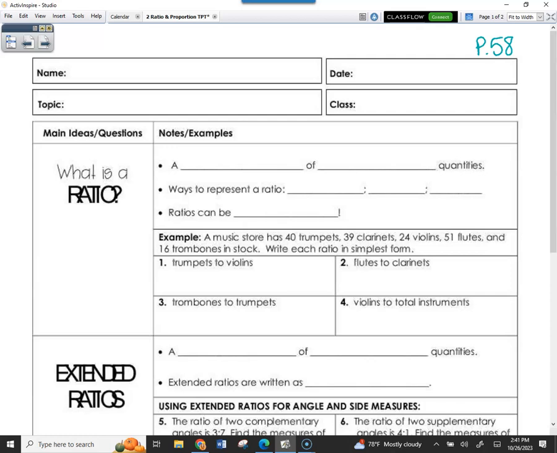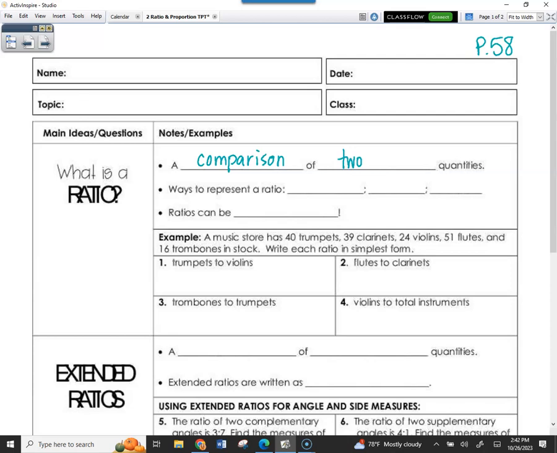What is a ratio? A ratio is a comparison of 2 quantities. A ratio is a comparison of 2 quantities. Quantity: numbers, values.